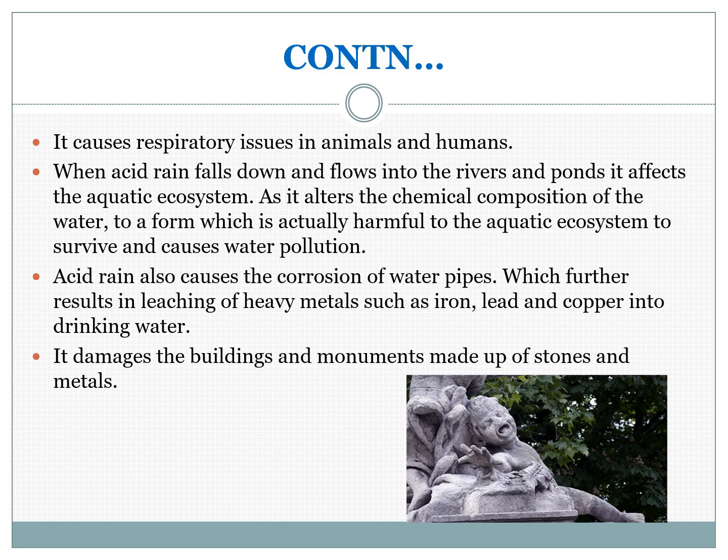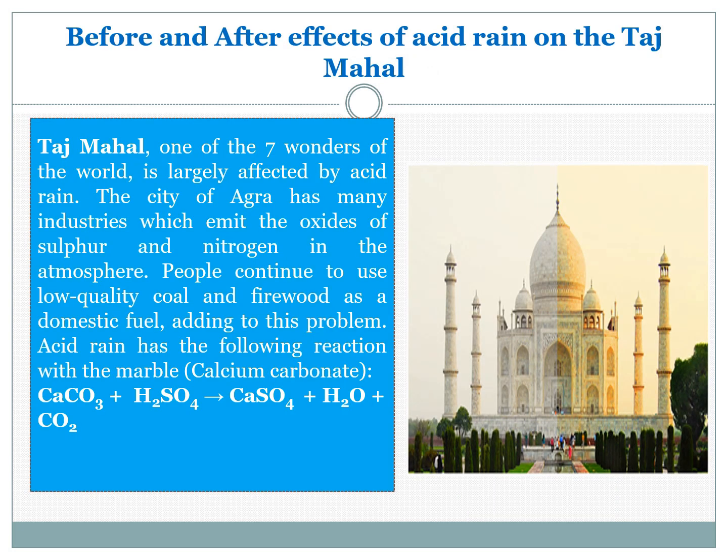Acid rain also causes corrosion of water pipes, which further results in leaching of heavy metals such as iron, lead and copper into drinking water. And acid rain also damages buildings and monuments which are made of stones and metals. The best example of monument destruction due to acid rain is the Taj Mahal.